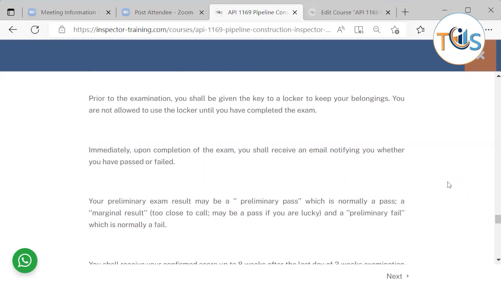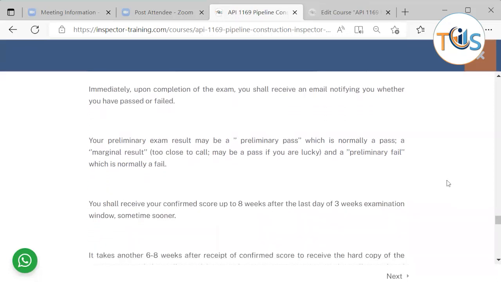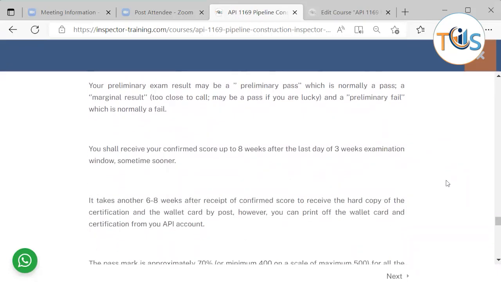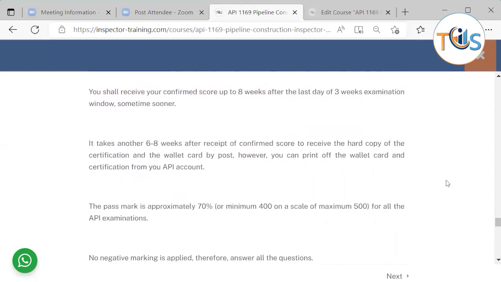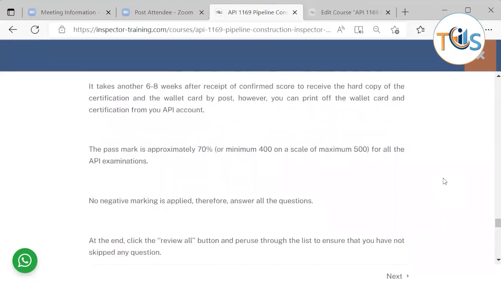Immediately after completion, you will receive an email notifying you whether you have passed or failed. It could be a preliminary pass, a marginal pass too close to call, or a preliminary fail. You will receive your confirmed score up to 8 weeks after the last day of the 3-week examination window. It takes another 6 to 8 weeks after receipt of the confirmed score to receive a hard copy of the certification and wallet card by post.